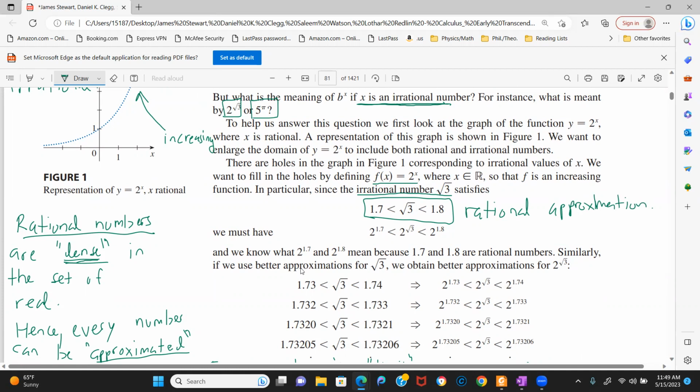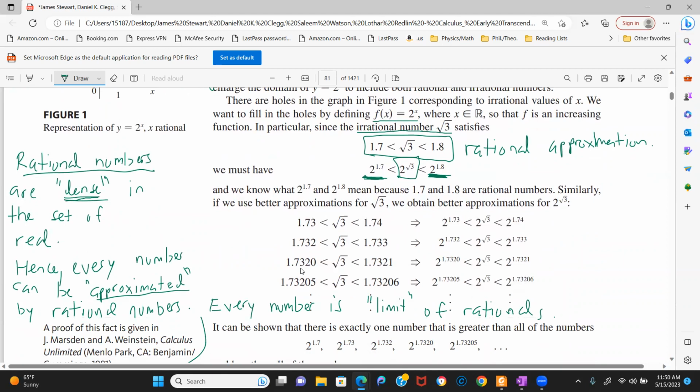We don't know what 2 raised to the square root of 3 power is, but whatever it is, it's got to be between this number and this number, both of which are rational. We can compute these, since we know what it means to evaluate the exponential function at rational numbers. And we can just keep repeating this process. We can add more decimals. So we had 1.7, and now I have 1.73. We had 1.8, but actually you can do better and say it's 1.74. And you can see these numbers on the outside are getting closer to each other.